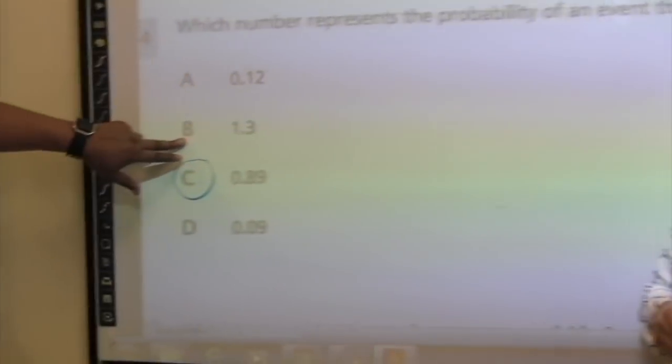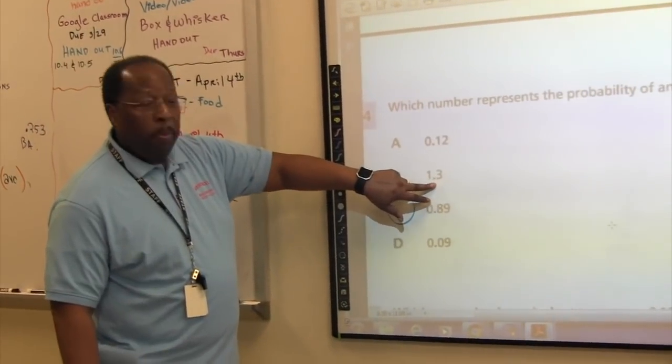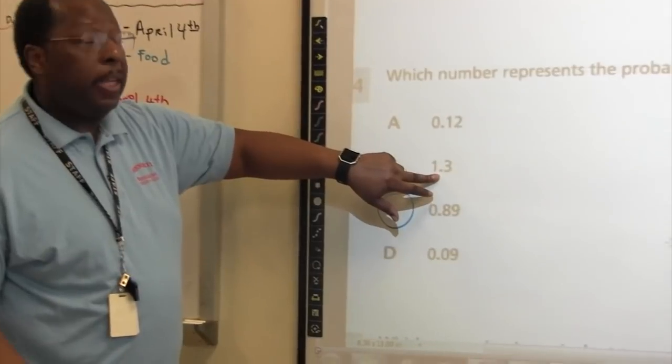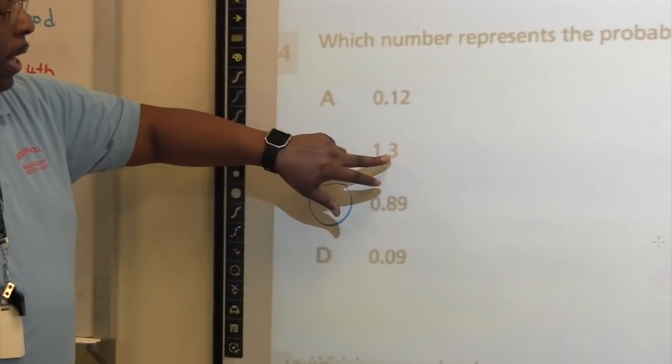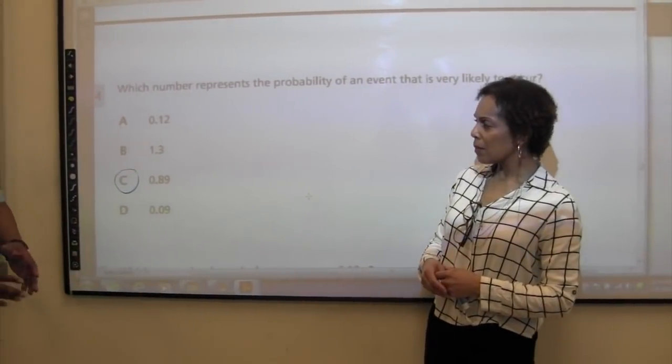And I'm even going to chime in on B because I see 1.3. 1.3 is a good answer, but it's too high. It's over 1. Probability has got to be between 0 and 1. And Ms. M, if you wouldn't mind telling them that in Español, I would appreciate it.